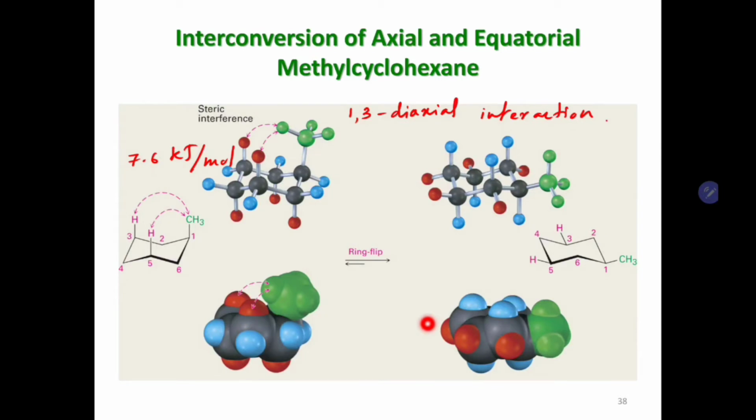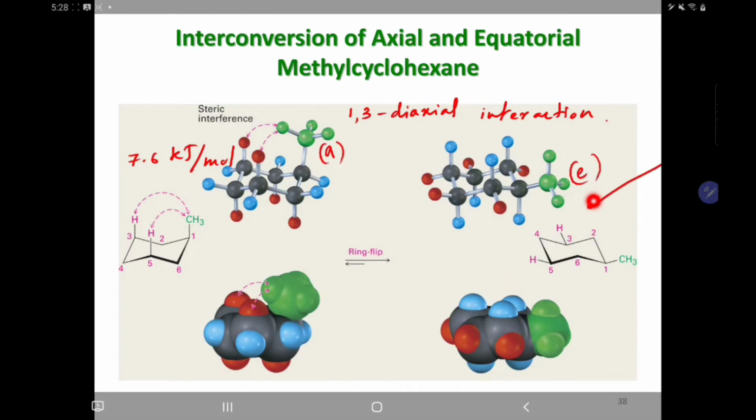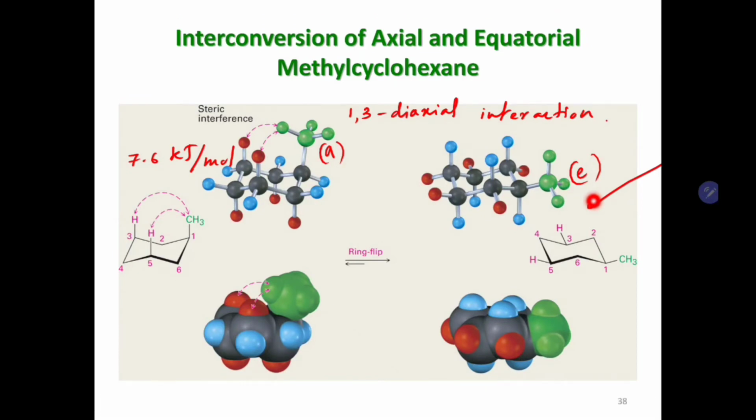And when this ring flip happens, all the axials will become equatorial. So the methyl group will go from the axial position to an equatorial position. And when the methyl group moves to an equatorial position, you no longer have these aligned 1,3 diaxial interactions. Okay, you no longer have these steric interactions. So therefore, when the methyl group is in the equatorial position, it is 7.6 kilojoules per mole more stable, because there are no 1,3 diaxial interactions.